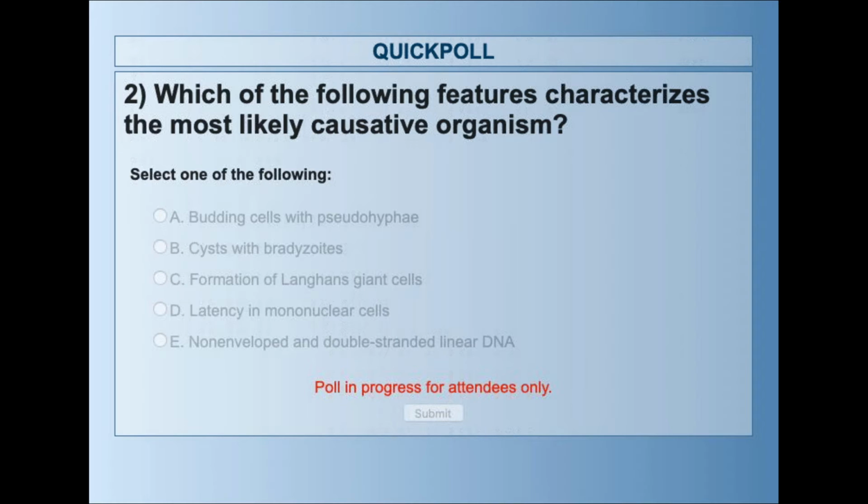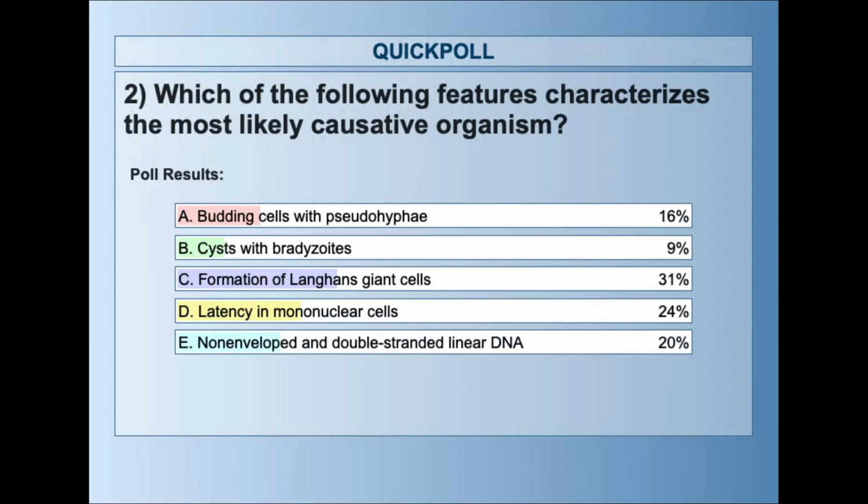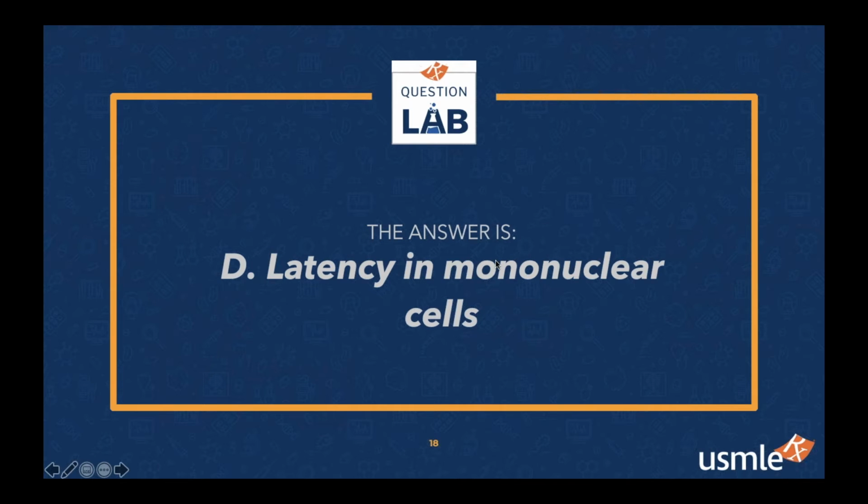All right. Well, let's take a look and see what all of you selected. 31% of you selected formation of Langerhans giant cells, and 24% of you selected latency in mononuclear cells. So let's take a look and see what the correct answer is. And the correct answer is indeed D, latency in mononuclear cells, and 24% of you got it right, so great job. Let me hand it off to Boris.